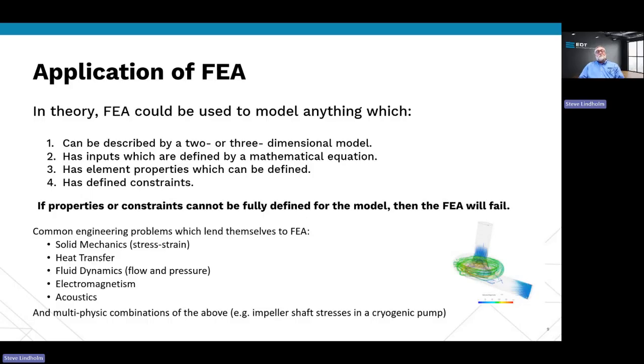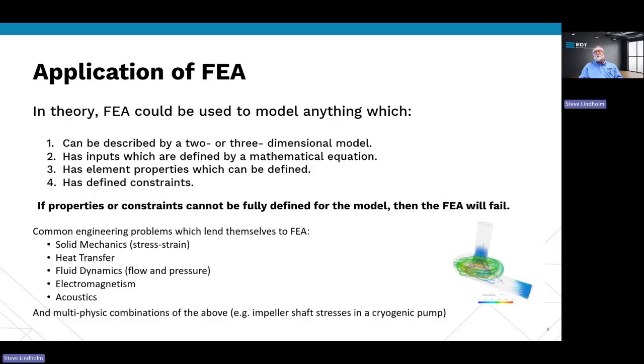Applications of FEA. In theory, FEA could be used to model anything which can be described in a 2 or 3-dimensional model, has inputs which are defined by a mathematical equation, has element properties which can be defined, and has defined constraints. If the properties or constraints cannot be fully defined for the model, then the FEA will fail.